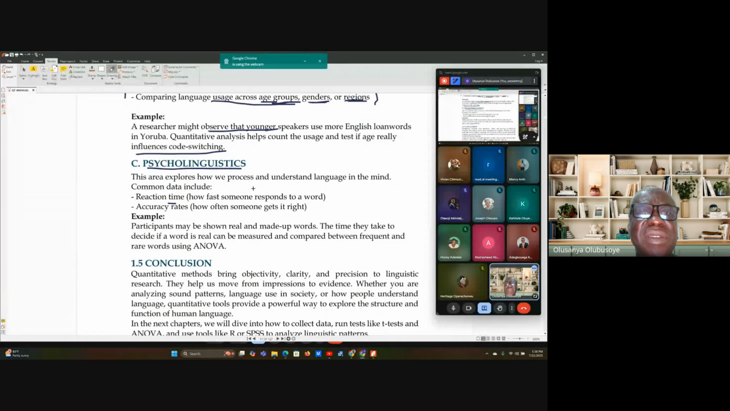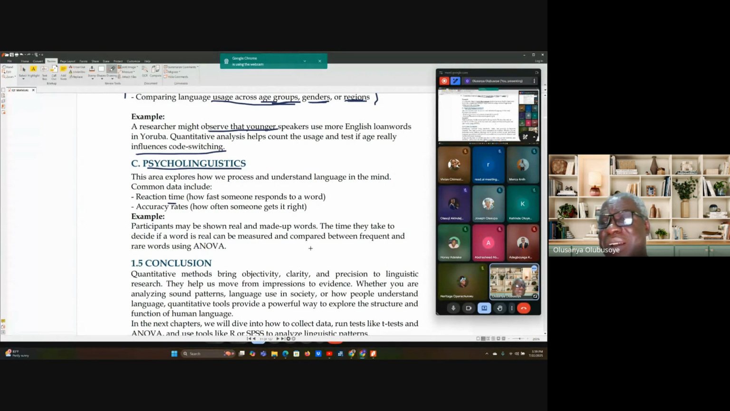So psycholinguistics data could also be about looking at accuracy rate, how often one is able to get the word correctly or properly. So, for example, a participant may be shown real and made up words in Amharic, for instance. There is what is called tenadestilin, that's a form of greeting, you know. But sometimes what I say will be completely different from the actual meaning. So, how often do I get it right?